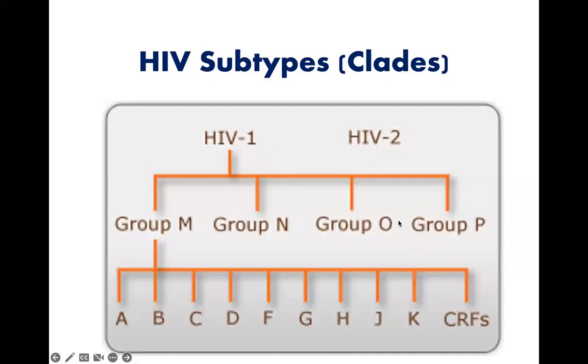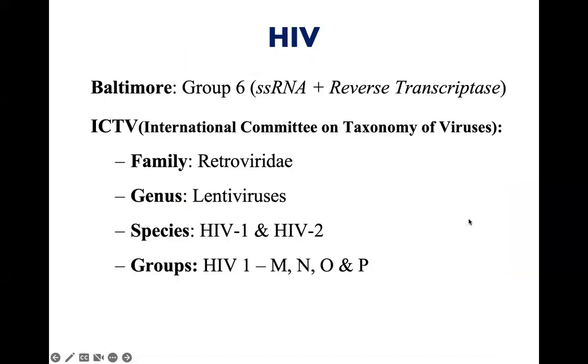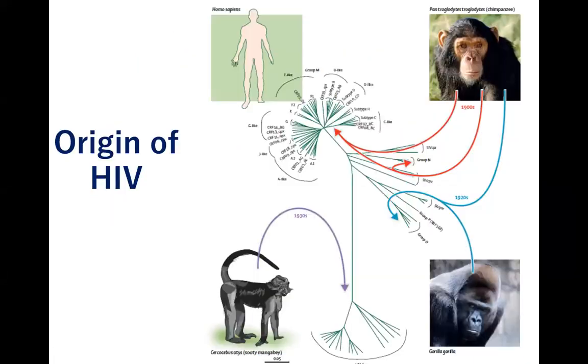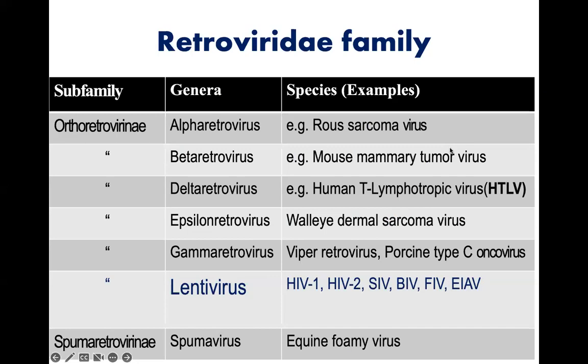Remember, group O is the one that has been suggested to have originated from gorillas. Group N and group M are from chimpanzees, and I can't remember about group P. We can just have a look at the phylogenetic tree here. You can see group O is very closely related to the gorillas, and group P also seems to be very closely related to the gorilla SIV, while group N and group M are very closely related to the chimpanzee SIV.